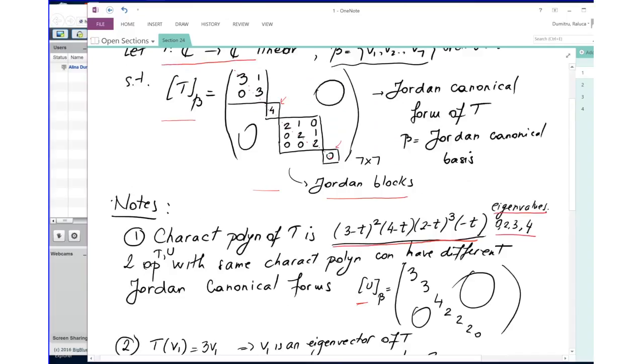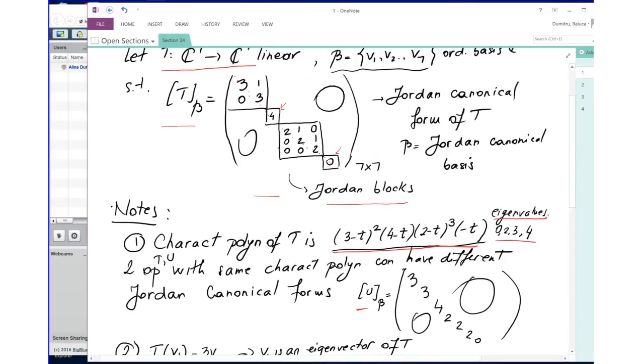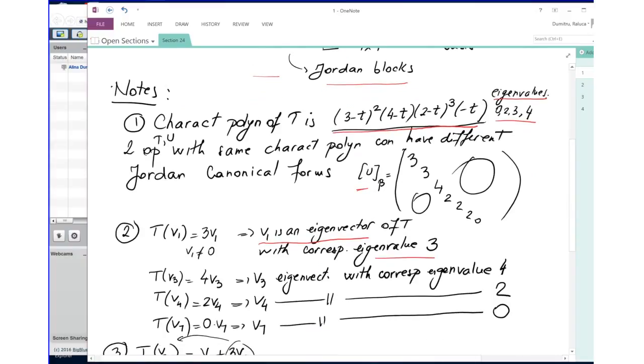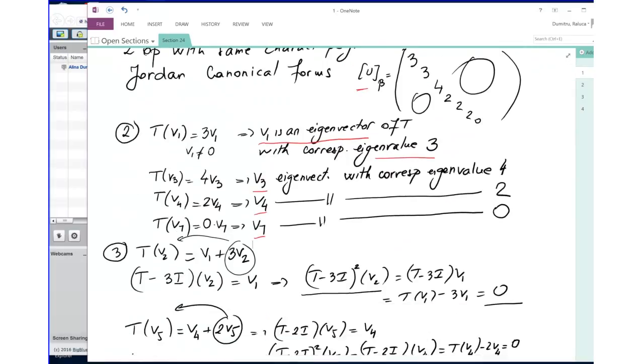All right, so now going back to this operator T on top there, we notice that because of that 3, which shows up by itself in the first column, T of V1 is 3V1. Therefore, V1 is an eigenvector of T corresponding to the eigenvalue 3. And similarly, V3, V4, and V7 turn out to be eigenvectors, right? But not all of them are.